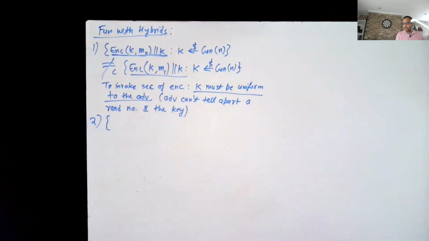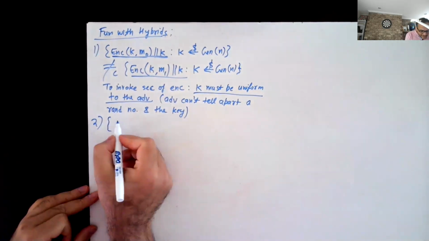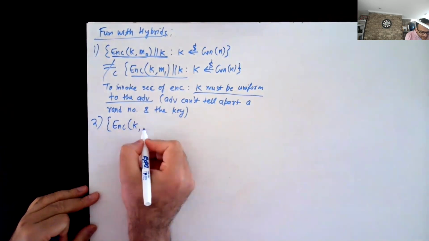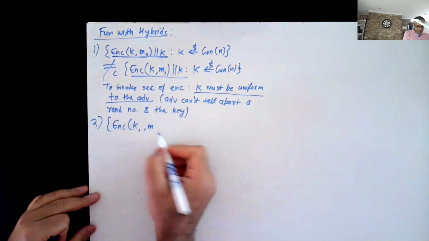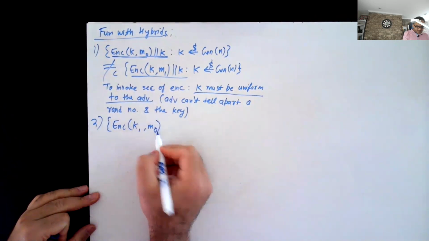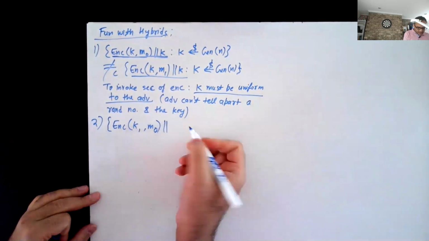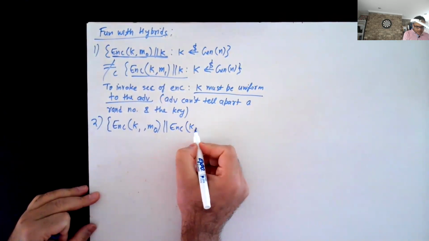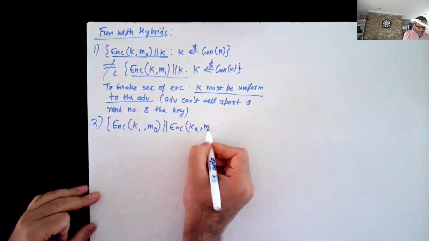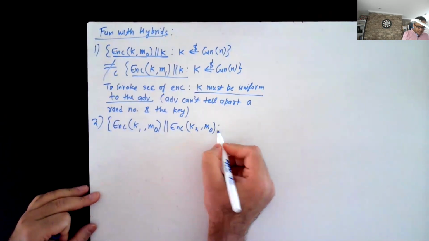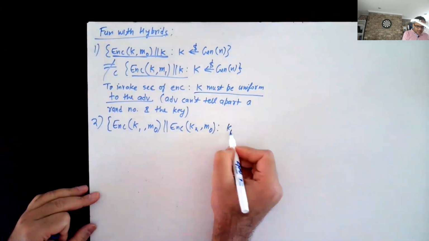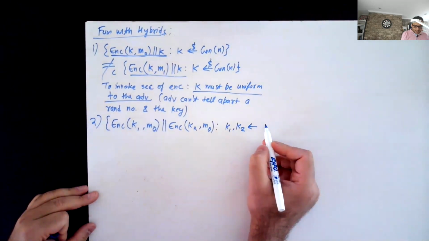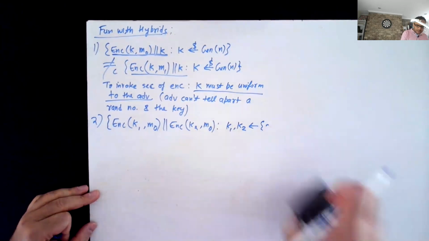So I will encrypt the same message twice. M0, concatenation, K2, M0, such that K1 and K2 are both generated properly.